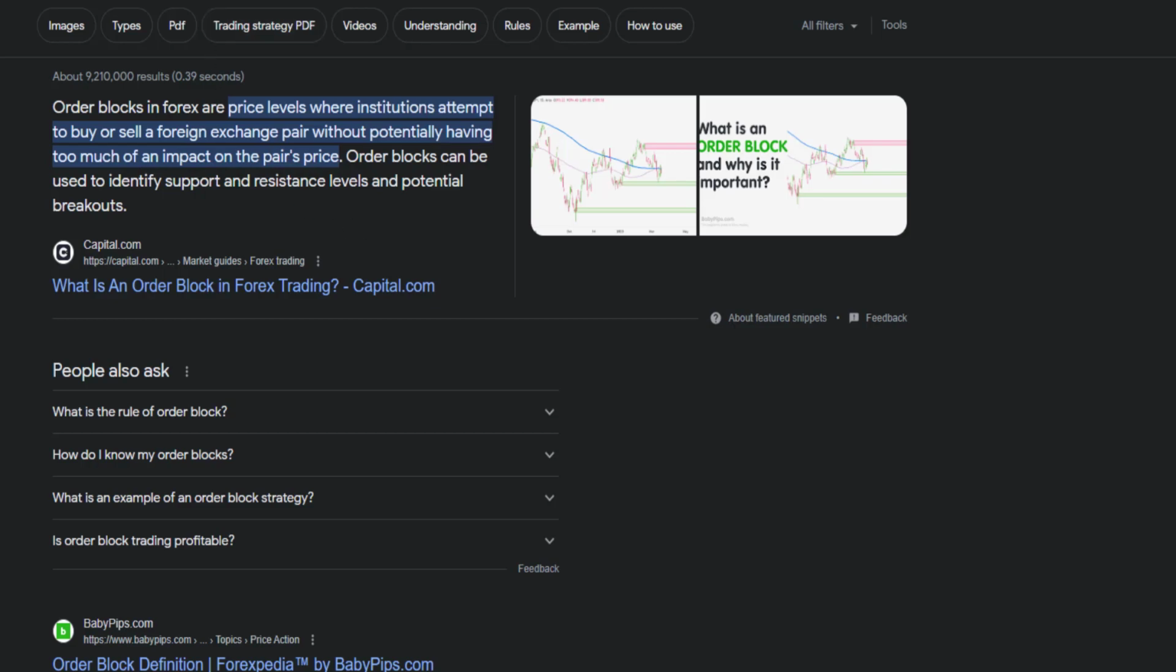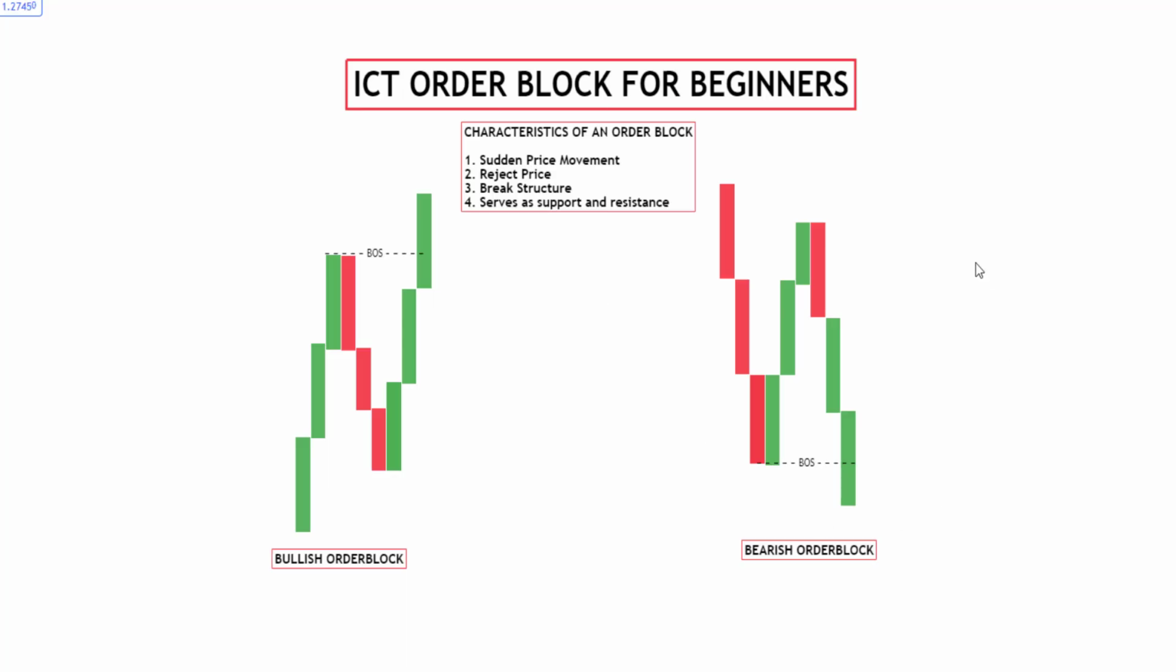Now, what that means is that the word order block is a combination of two different words, the word order and block. Order simply means your open interest to buy or sell. Block simply means a very huge or large transaction such that only institutions and big financial firms can do. That is exactly what an order block is.